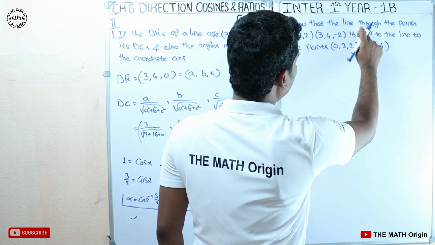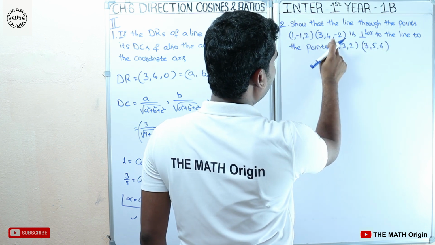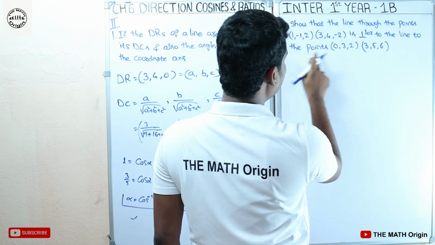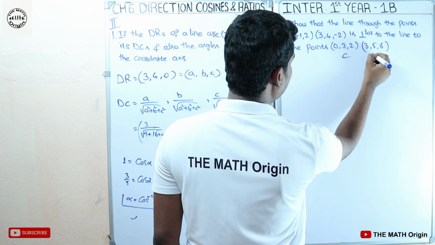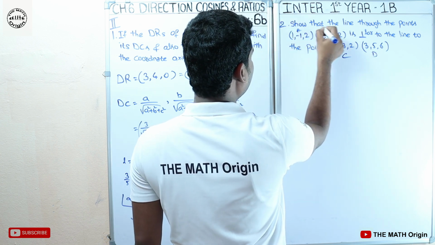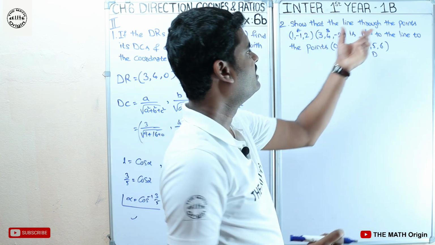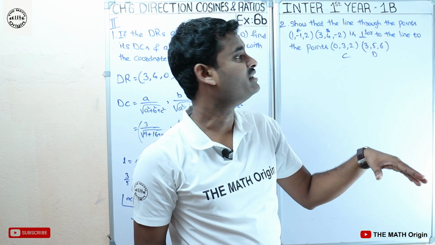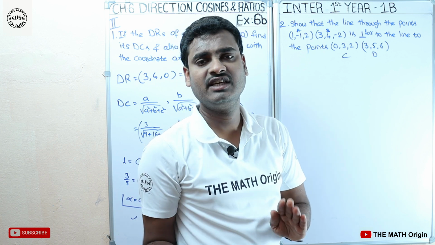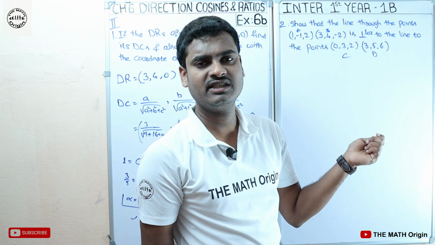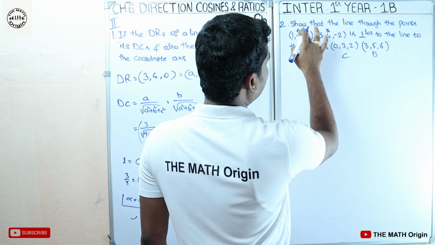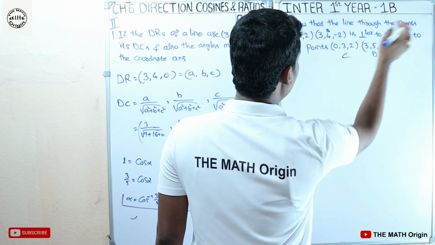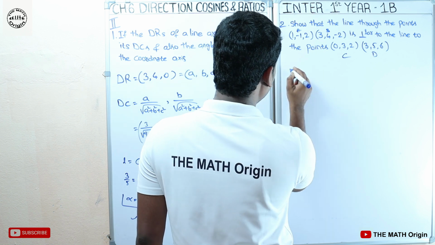Show that the line through the points A, B is perpendicular to the line through the points, I can say, C, D. If you observe here, they didn't mention whether those are direction cosines or direction ratios. So if they didn't mention anything, we need to consider them as direction ratios. So show that the line through the points AB.